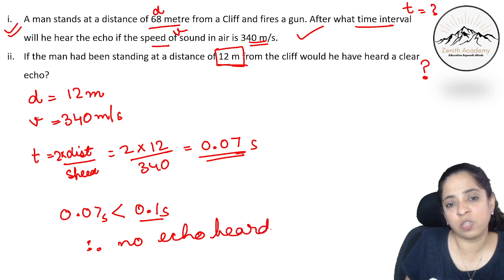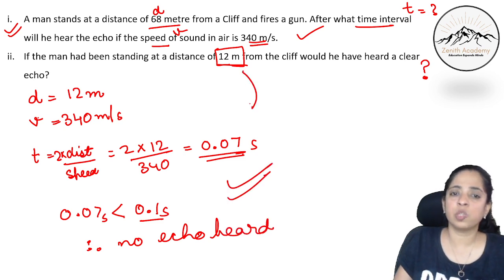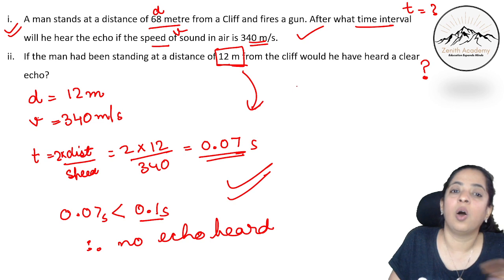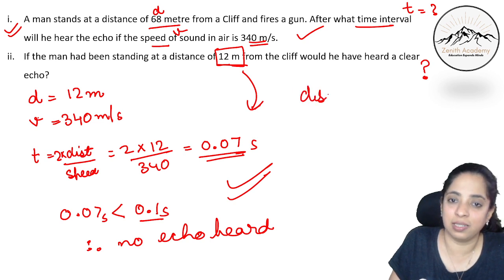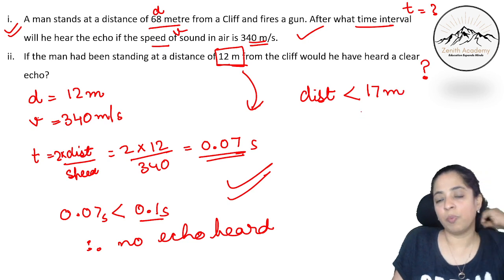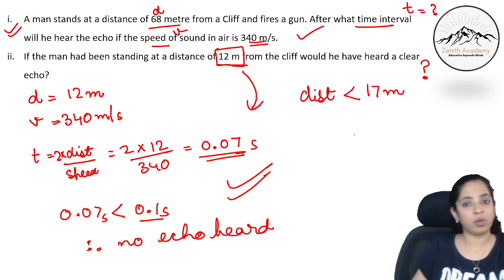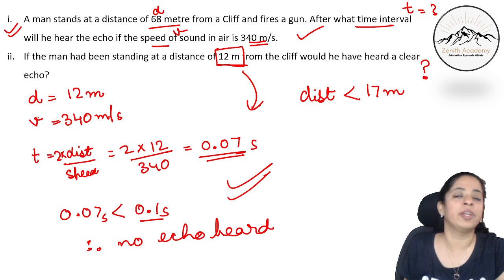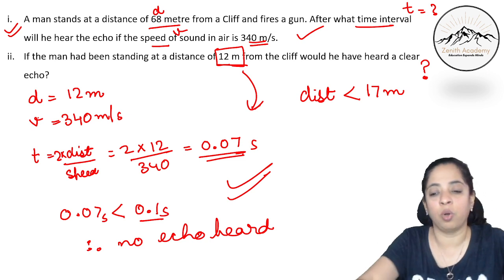But you will show this working. You will show this working. Also you will say the distance is less than 17 meter. So both the conditions of the formation of echo are not fulfilled. So you will not be able to hear a distinct echo.